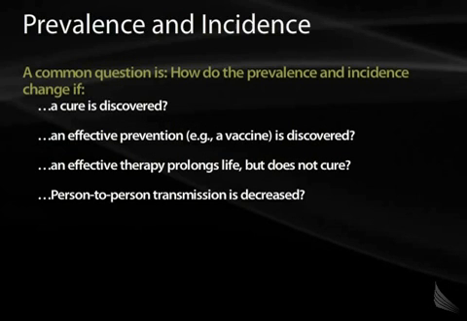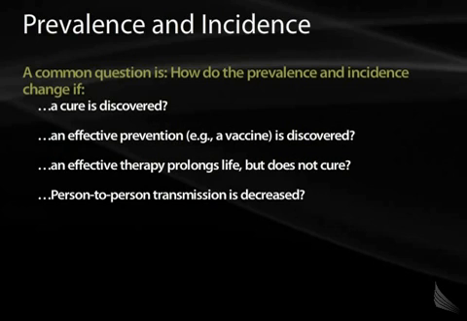In the next example, if an effective prevention was discovered, this would both decrease the rate of the development of new cases and therefore would decrease the incidence, and would obviously decrease prevalence because less people would have the disease at any given time. In the third case, if there was an effective therapy that prolonged life but was not curative, this would not do anything to the incidence because, again, incidence refers to newly diagnosed cases. However, since each individual case would last longer because the patients would live longer, the prevalence of the disease would actually increase, because prior to the establishment of this therapy, it's implied by this question that people with that disease would die sooner.